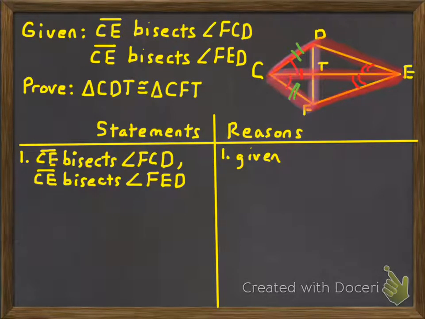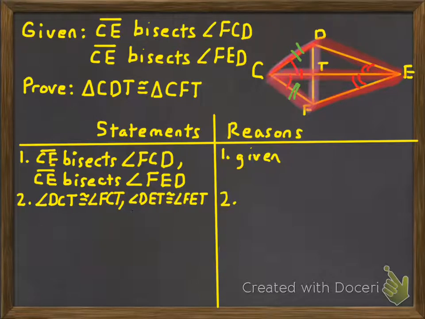So I've gone ahead and included the given information, that we had that segment CE bisects the angles at either end of it. And then the conclusion that we're going to be able to make with that is that those angles were divided into congruent pairs of angles. Now, specifically over here at the left, that means angle DCT is going to be congruent to angle FCT. And then over here at the right, that means that angle DET is going to be congruent to angle FET. I recorded both those facts in the same statement because they have the same justification, the same reason, and that's because of the definition of an angle bisector.